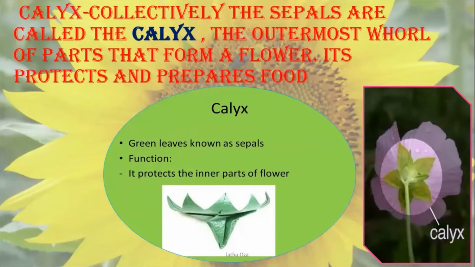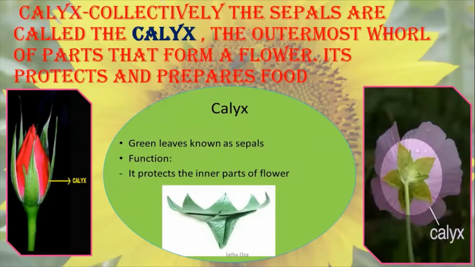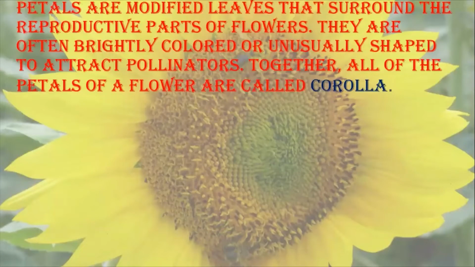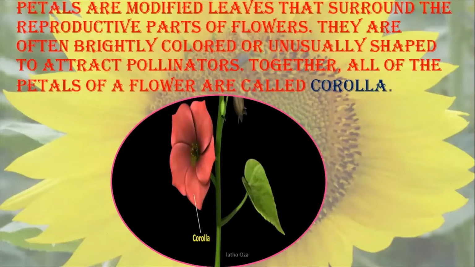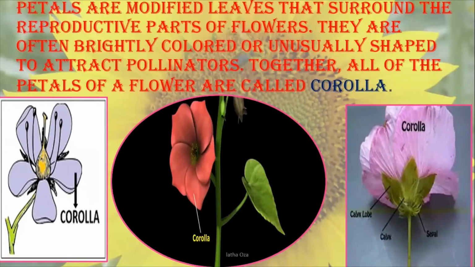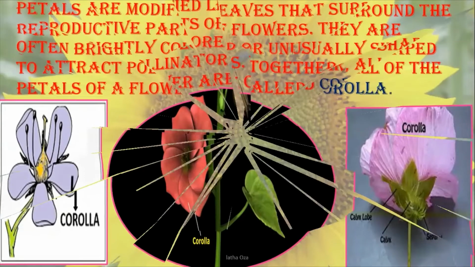The main function of the sepal is to protect the flower in the bud stage. They can also prepare food for plants. There may be 5 or more sepals in a flower. The second whorl of the flower is called corolla. It consists of a ring of brightly colored leaf-like structures called petals. Petals may contain one or more colors. They may produce different scents to attract insects towards the flower. The insects then help in the process of pollination.